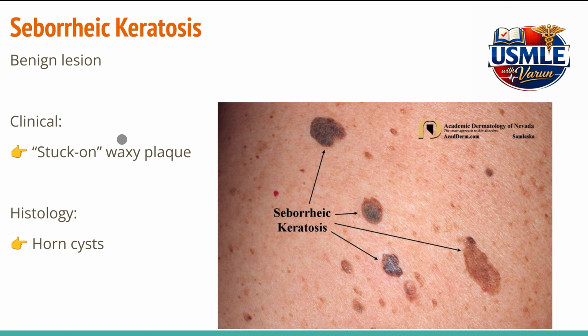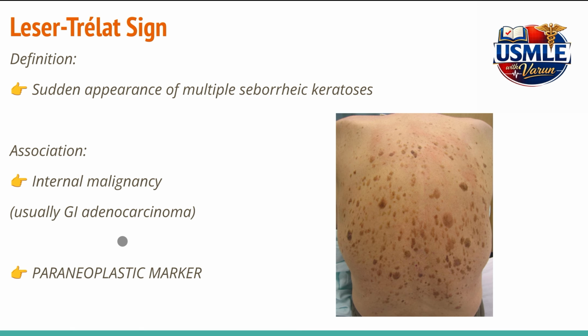Now let's start with the classic benign lesion, seborrheic keratosis. So these lesions have a very characteristic appearance. They look like they are stuck on the skin surface like wax. So that is the reason they are called stuck-on plaques. Histologically, they contain keratin-filled cysts, which are called horn cysts. These lesions are completely benign and are very common in older individuals. So if you see a waxy stuck-on lesion, we need to think of seborrheic keratosis immediately.